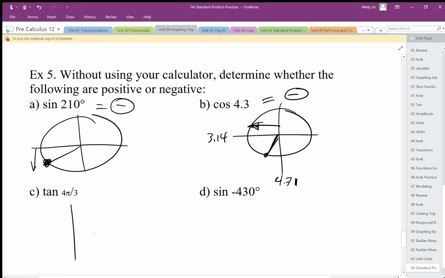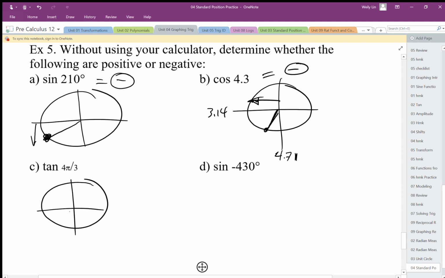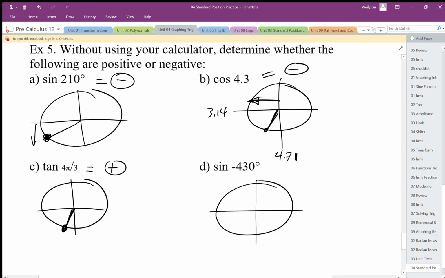Tangent of 4 pi over 3, where is that? First of all, that's going to be down here, and we know that tan is slope, so tan is positive in that quadrant. Sine of 430 degrees, well, where is 430 degrees? It's 360 plus 70, somewhere around there. Sine is y, so that's going to be positive. Sine is y, cos is x, tan is slope. That helps you establish the positivity and negativity of those ratios and what quadrants they can and can't be in. So that's the way I would suggest that you work. Try to remember these ratios.